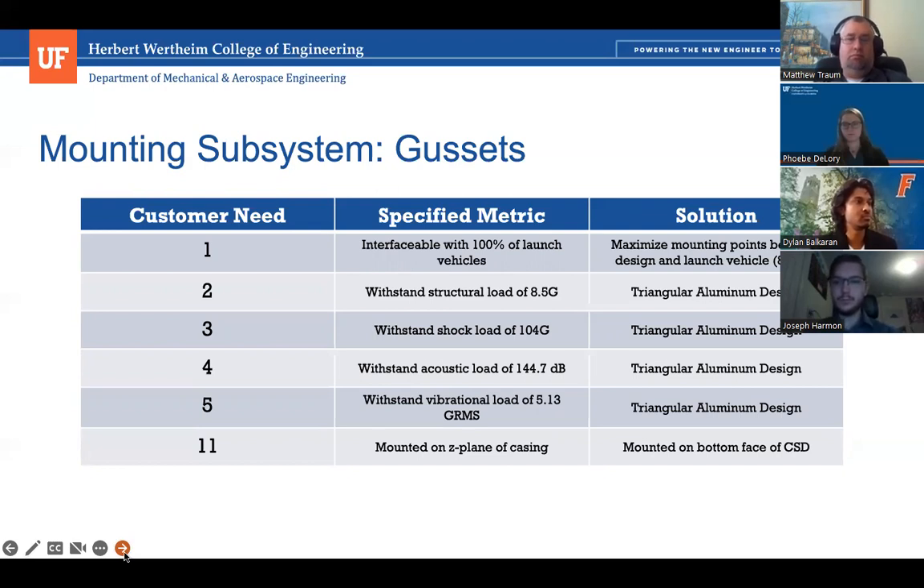For customer needs 2 through 5, we decided to go with a triangular gusset design made of aluminum alloy 6061. And for customer need 11, it has to be mounted on the YZ plane of the launch vehicle mounting plane, which we also were able to do.